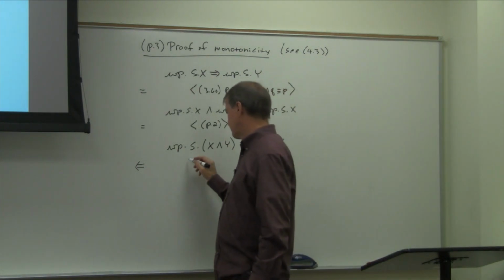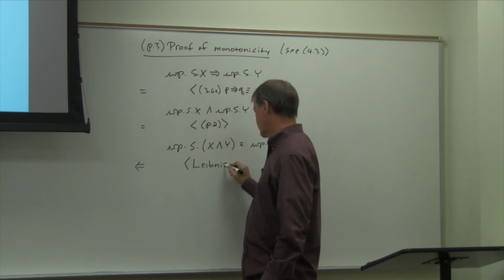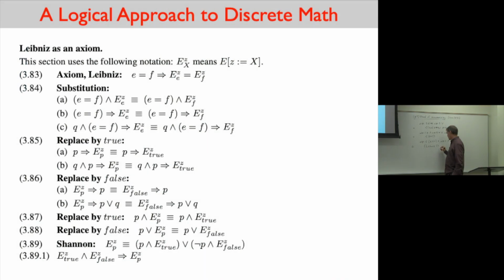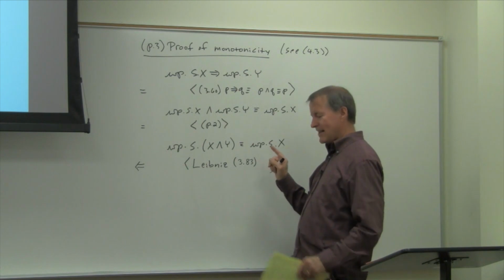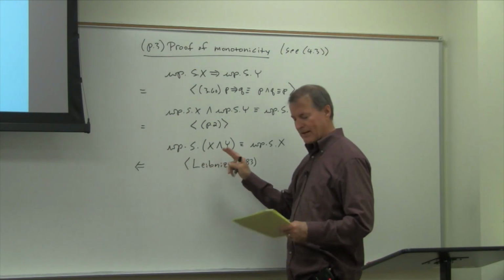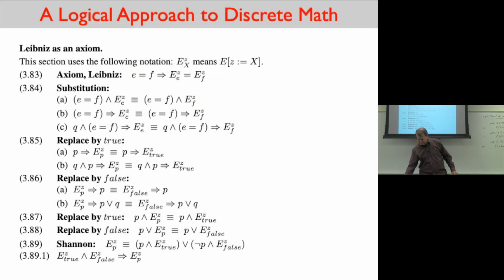Here's what we're going to have to use. I think it would be hard for you to come up with this. We're going to use Leibniz. Do you have your equation sheet? 3 is Axiom Leibniz. Can we use that? What does that say? If something equals something, then E with that replaced. What is the E here? Maybe we should look at 3.83. E is WP.S.Z. Yes, very good. So let's look at the axiom Leibniz.